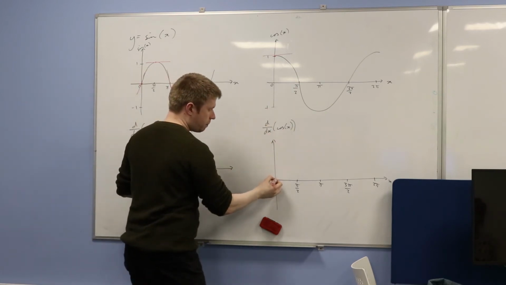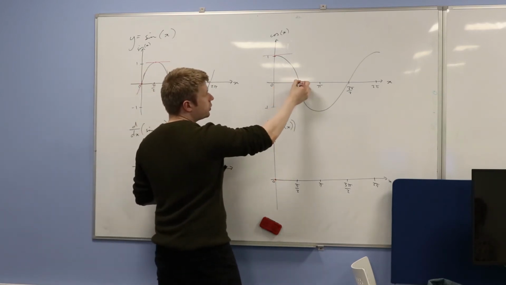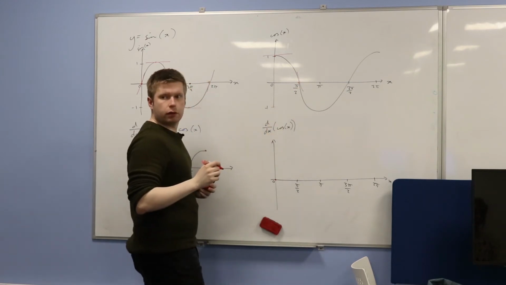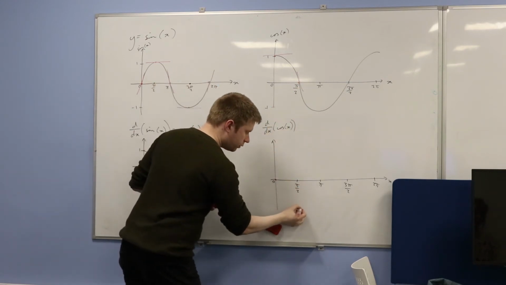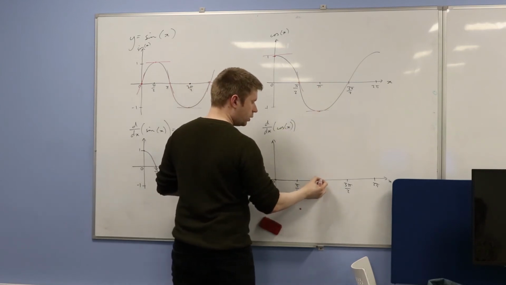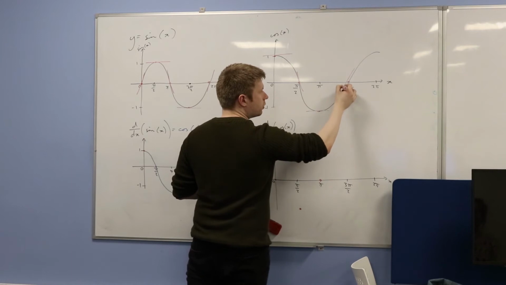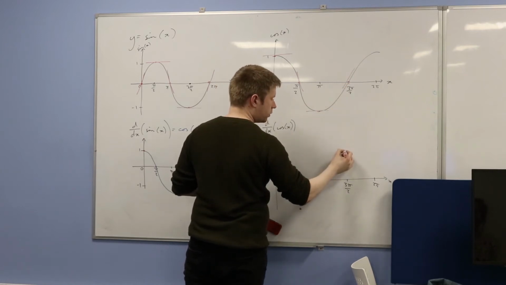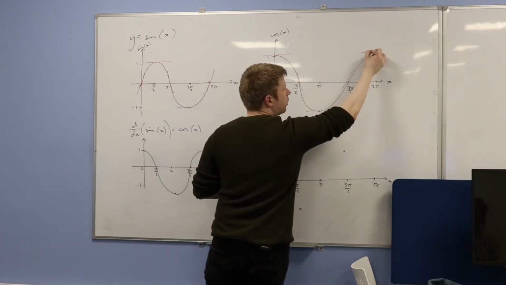Okay, what about at pi over 2? What's the value of my gradient? -1. Yeah, good, it's negative. Okay, what about pi? 0. So 0. What about 3 pi by 2? 1. Yeah, it's 1, it's positive. Good. And what about 2 pi? 0. It's 0 again.